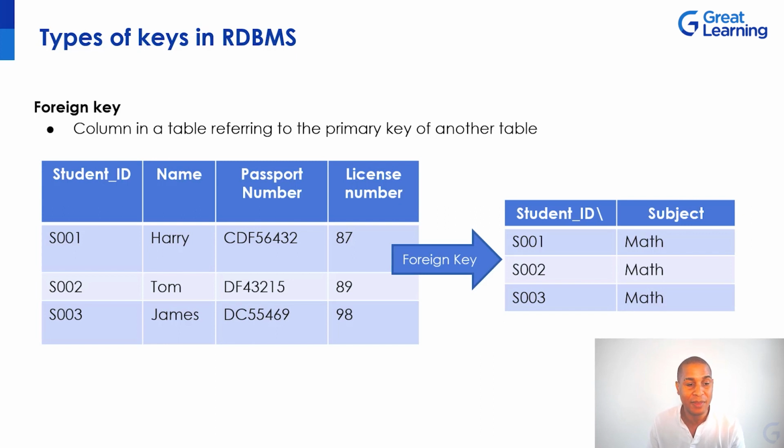So maybe S001 has math, science, history with this table. So we would not have unique values as that foreign key. That foreign key could have multiple duplicates that link to different subjects.